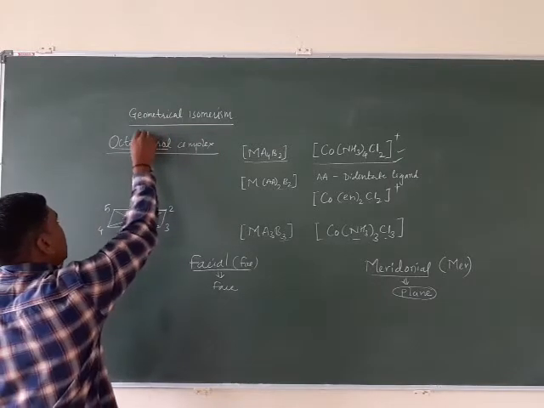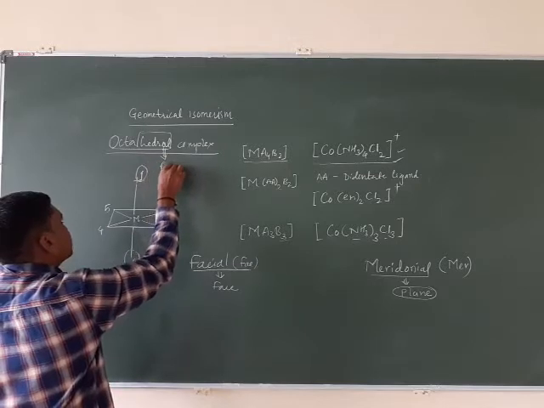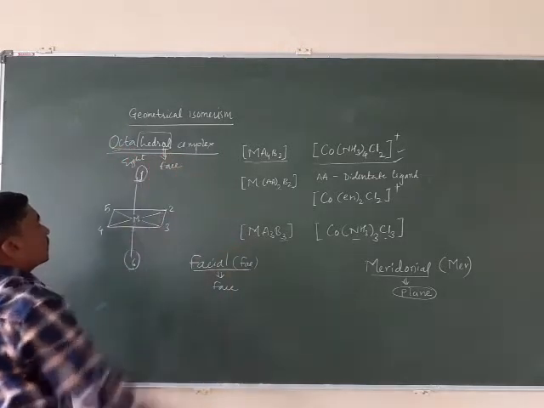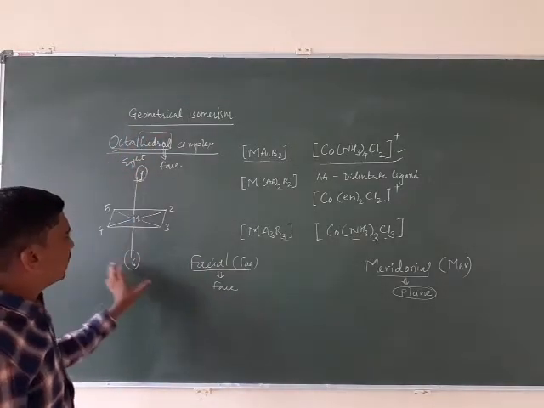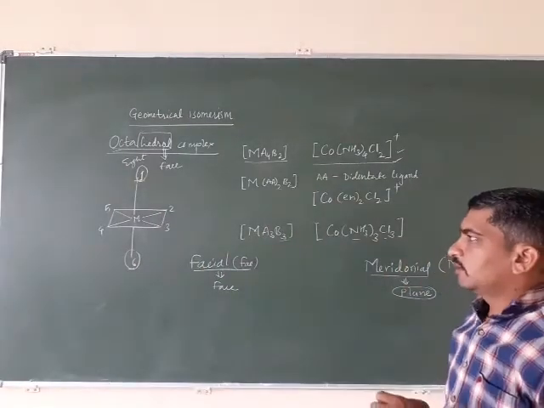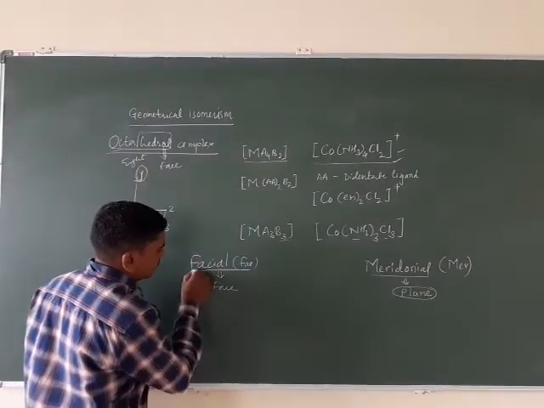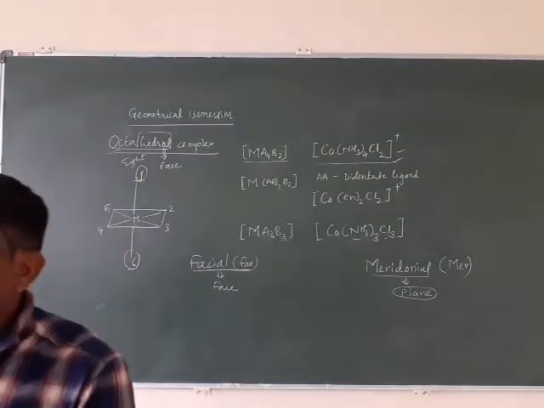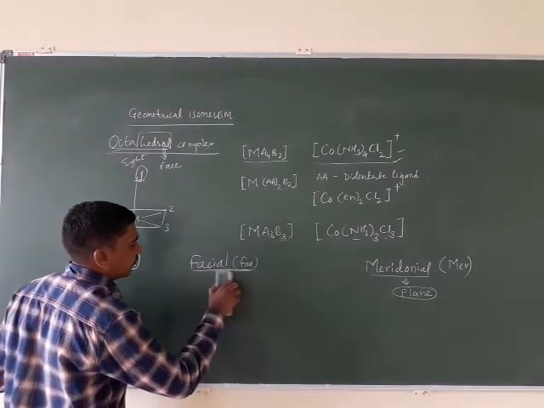In that, what is meant by hedral? Hedral means space. Octa means 8. So octahedral complexes means this geometry consists of 8 faces. Now what are we discussing? We are discussing the facial isomer. Okay, so what is it actually?